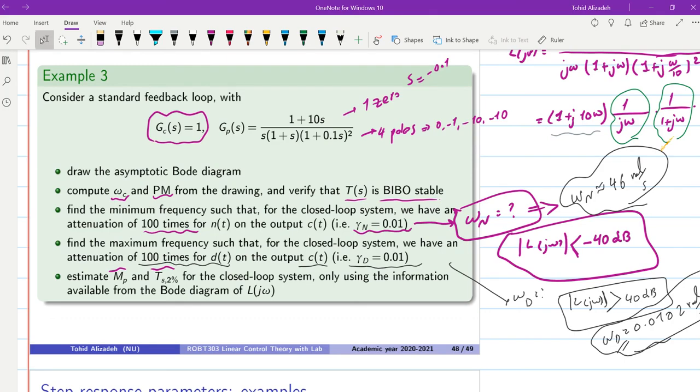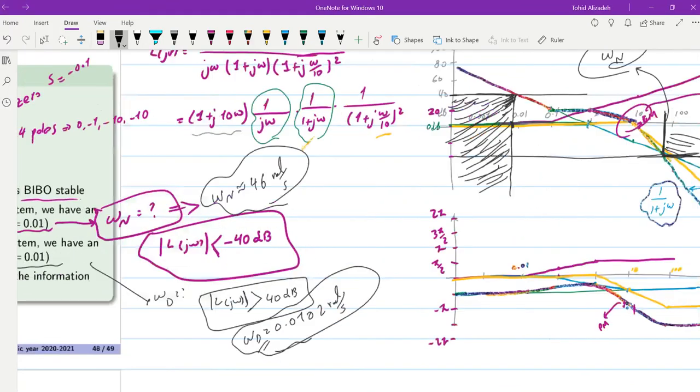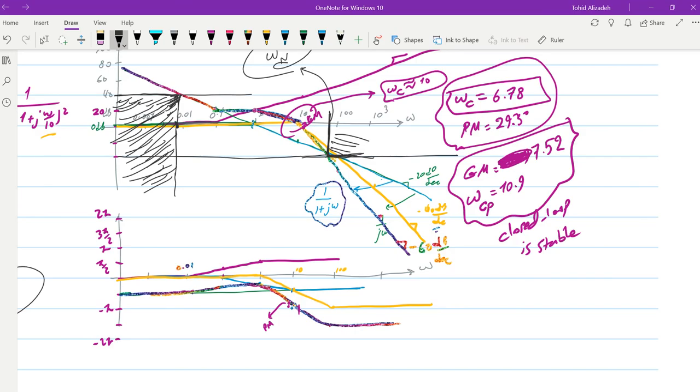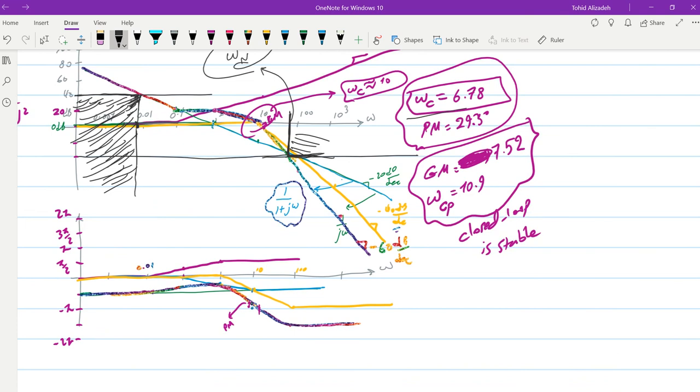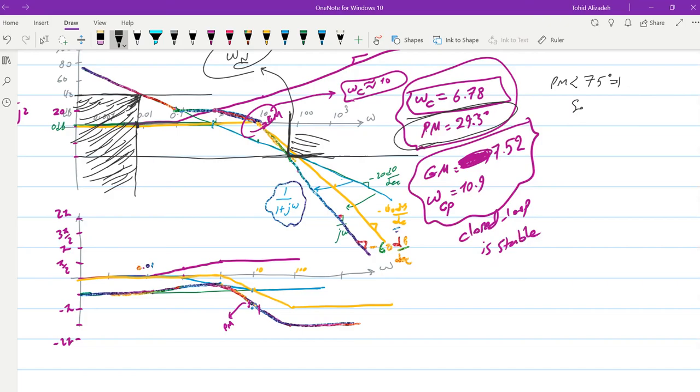The last point is to estimate MP and the settling time, the overshoot and settling time for the closed loop system, only using the information that we have from the Bode diagram. Referring to the Bode diagram, we have the omega c and the phase margin. We just wrote them here. So omega c is equal to 6.78. Phase margin is 29.3. Phase margin is smaller than 75 degrees. So we will use the second order approximation.